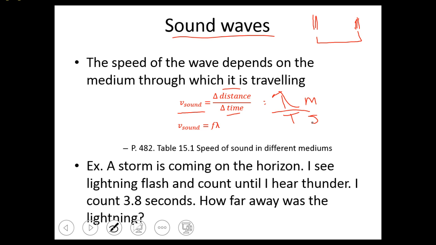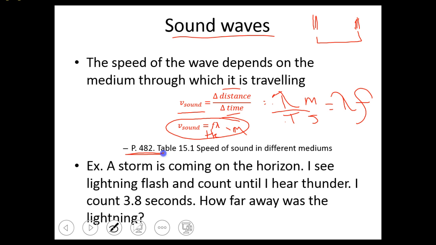We can also express this as wavelength times the frequency, because remember, frequency is just 1 over the period. And so this is the traditional formula for the speed of any wave. The velocity of a wave is equal to its frequency in hertz, right? Times its wavelength in meters.